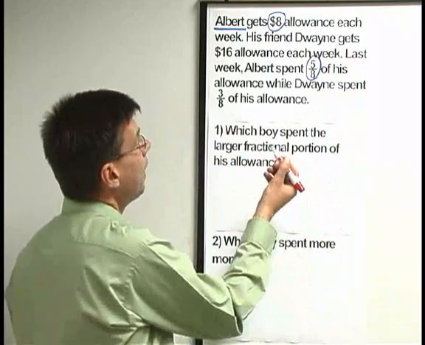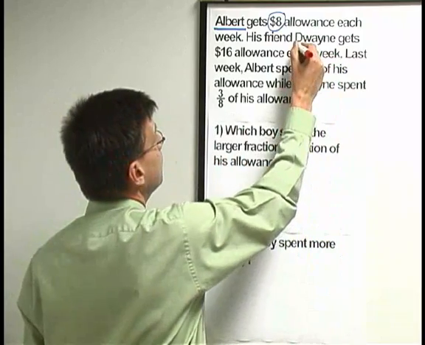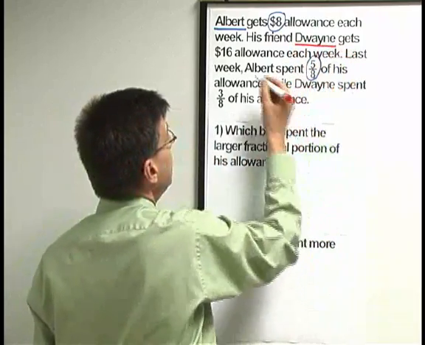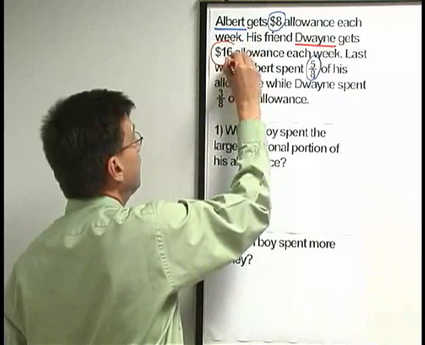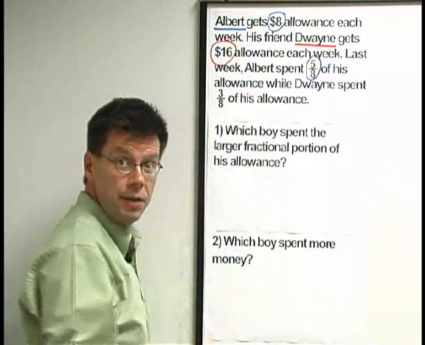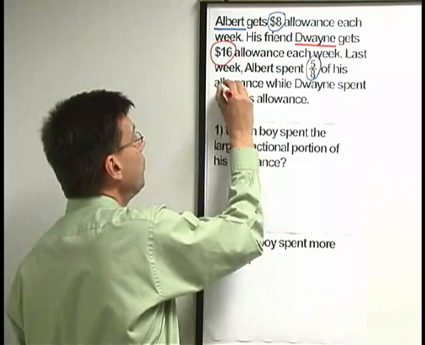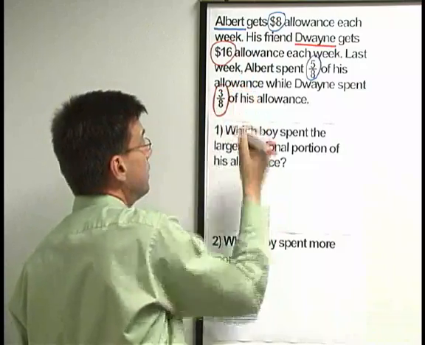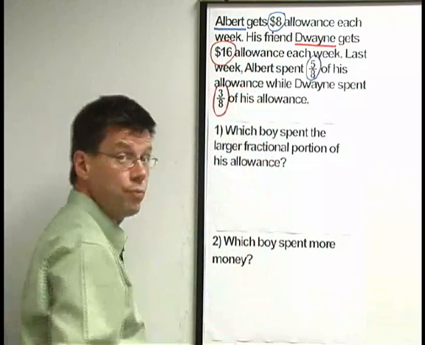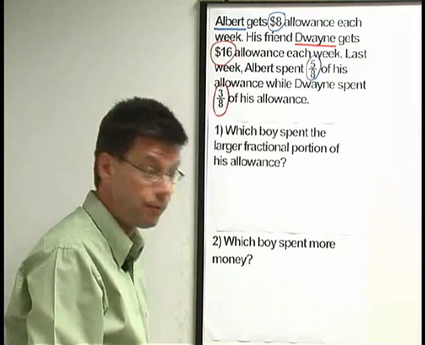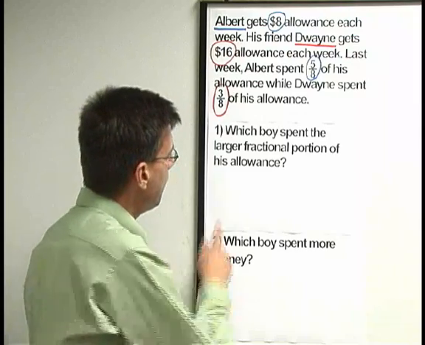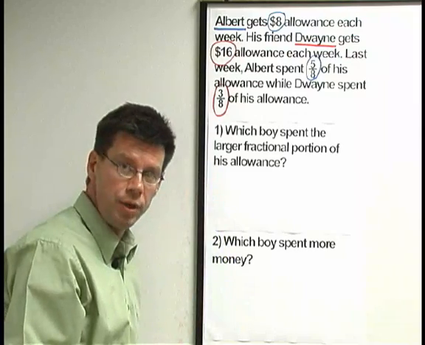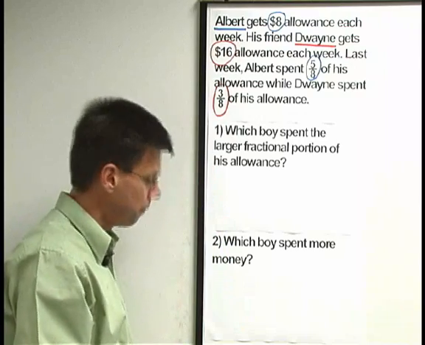Dwayne, I'll underline in red. Dwayne gets a $16 allowance. And Dwayne spent 3/8 of his allowance. So I'll use red circles for the Dwayne information. Now the first question is pretty easy to answer here.